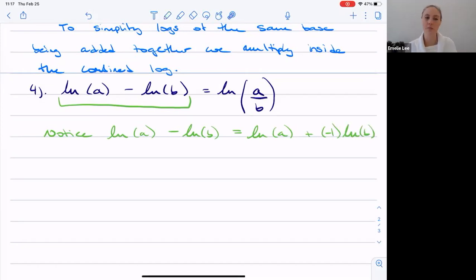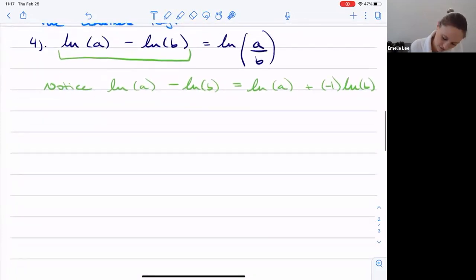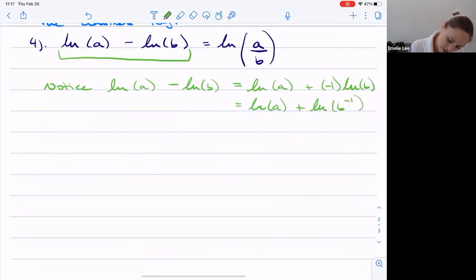And this isn't something that I'm going to test you on or anything like that. I just want you to see where things are coming from, and it's not as bad as it looks. So here, this becomes the log of a plus the log of b to the power of -1.